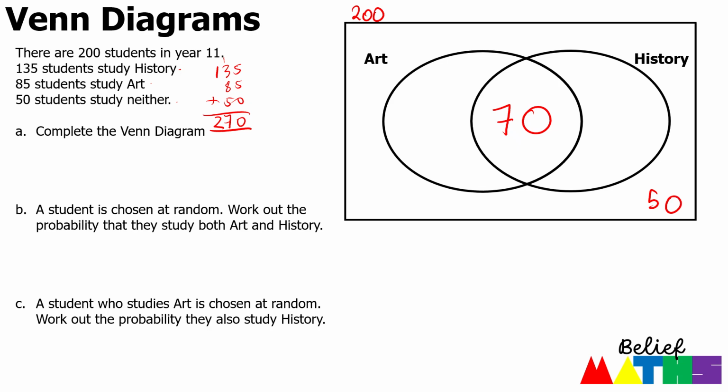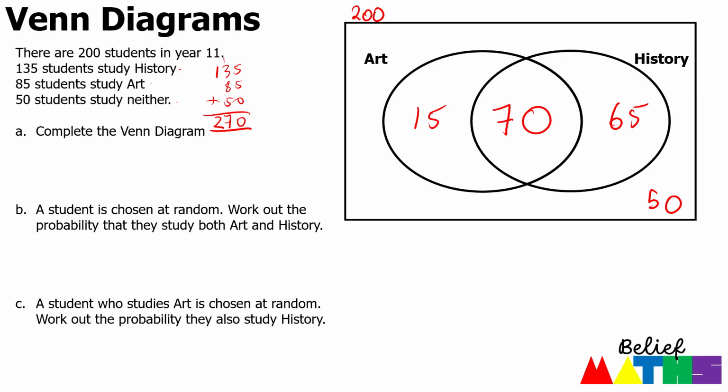Now, the total for history is 135. We've already put 70 in, so therefore there's 65 in this side. Similarly for art, there was 85 in total. We've already got 70, so there's 15 in there. And that's our final Venn diagram. Now, we can check our answer by adding all those up, which does give us 200.